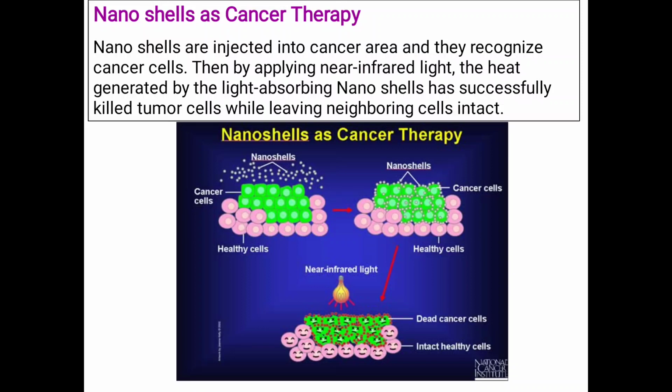Nanoshells as cancer therapy. These nanoshells are injected into the cancer area and they recognize the cancer cells. Then, by applying the near infrared light, heat energy is produced by the light absorbing nanoshells that kills the tumor cells while leaving the neighboring cells intact.